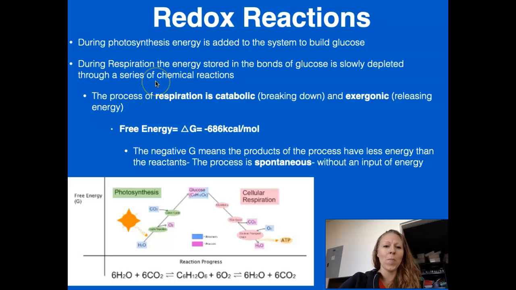So let's just go back to a little Gibbs free energy and remember that respiration is catabolic, meaning that it is breaking down. It is exergonic, meaning that it is releasing energy. And it has a change in free energy, or a negative delta G, of 686 kcal per mole. Remember that a negative delta G means that it's spontaneous, or exergonic. And so once the reaction is initiated, it's going to proceed without the input of energy.